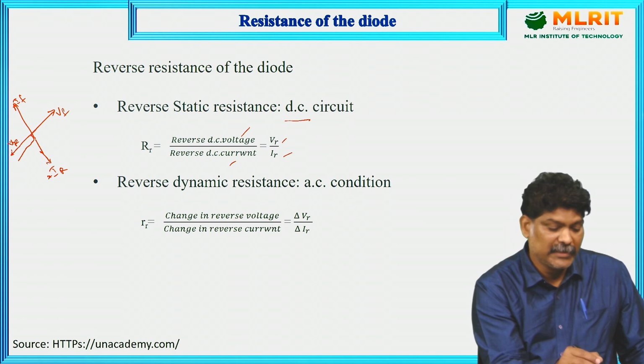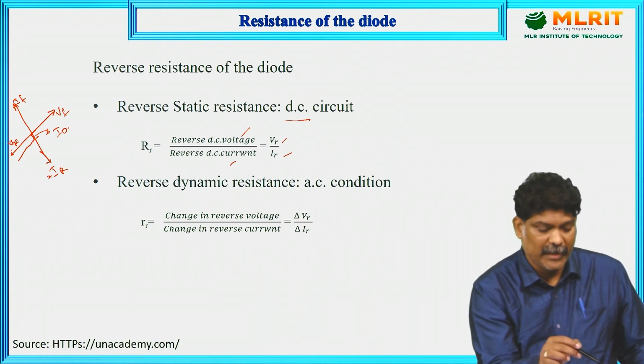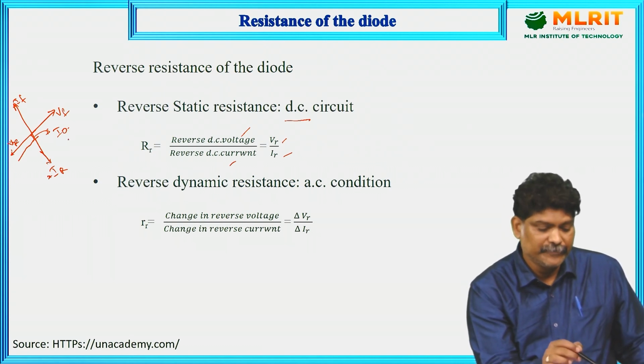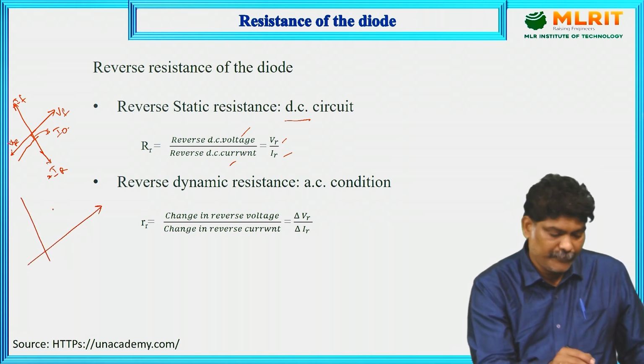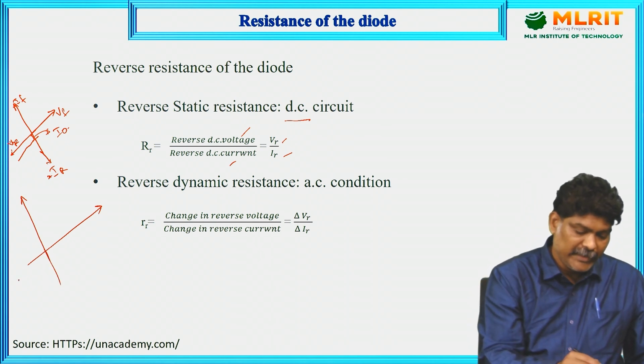So this current is called I0, the reverse saturation current. This we have discussed in the previous session. I0 is the reverse saturation current. So how can we calculate this? In the same way, you can calculate it.